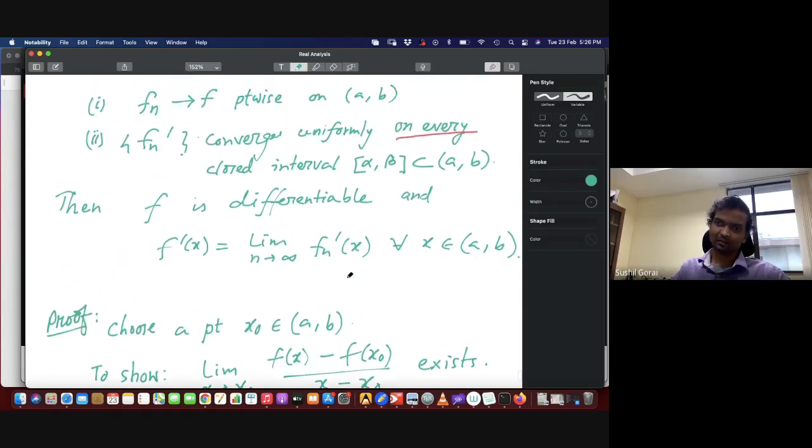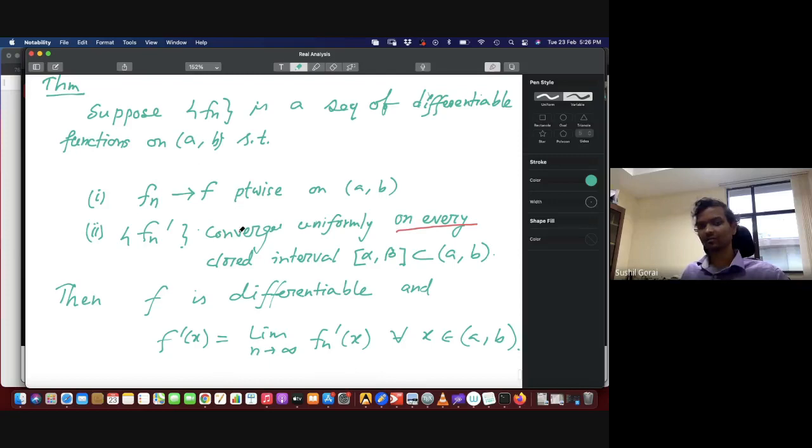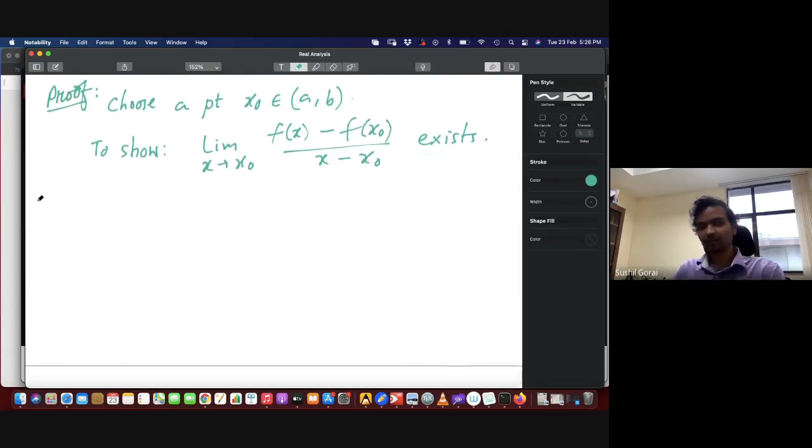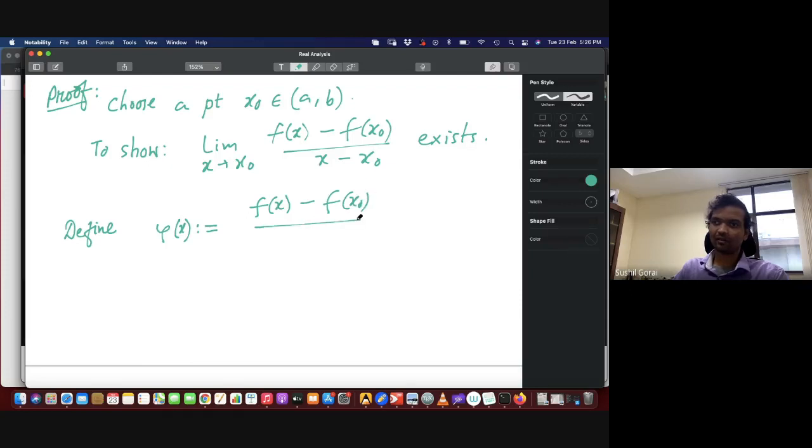Okay. All right. Since it converges pointwise, we know this f, and we want to show this one for every x naught in (a, b). Okay. And define phi x, let's say, phi x equals f x minus f x naught by x minus x naught, for x in (a, b) minus the point x naught. All right, this is perfectly defined. This is continuous on (a, b) minus x naught.